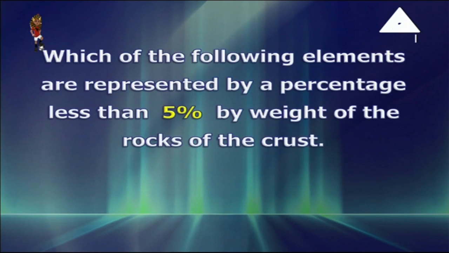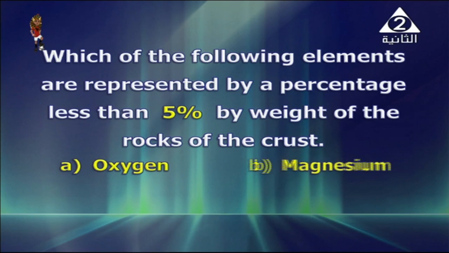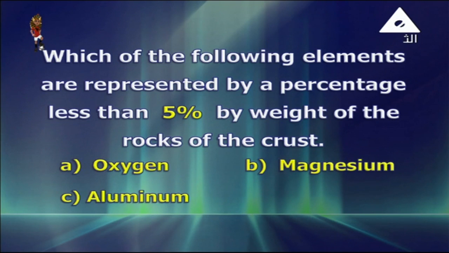Now let's go to the second question. Which of the following elements are represented by a percentage of less than 5% by weight of the rocks of the crust? We have four elements: oxygen, magnesium, aluminum, and iron. The one that is less than 5% in the Earth's crust is magnesium.